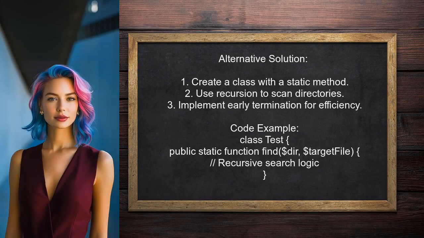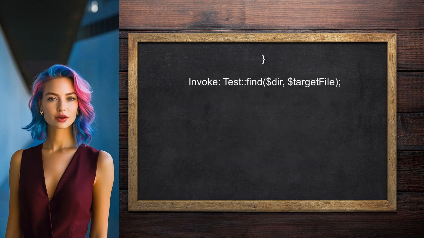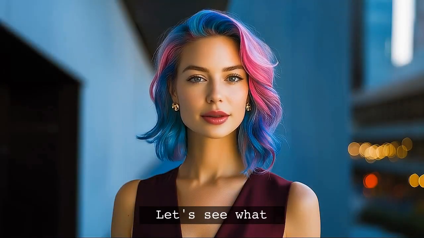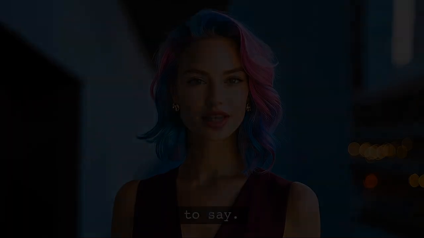An alternative approach provided by a user involves creating a class with a method to find a file in a directory. This method uses recursion and early termination to improve efficiency. It scans the directory and checks each file, returning the path if the target file is found. That's all for that response. Let's see what someone else had to say.